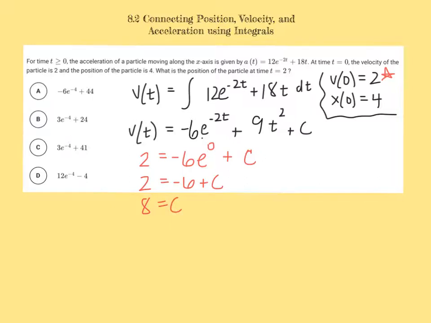Okay, so our velocity function, v of t, is -6 e to the -2t plus 9t squared plus 8. All right, now I need to get position, so I need to take the integral of this. So if we integrate velocity, we'll get position.